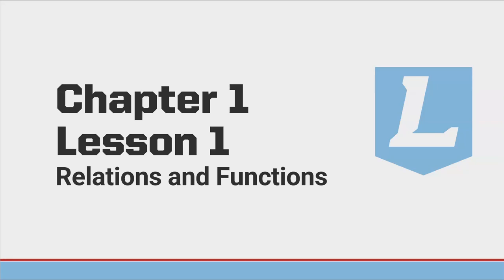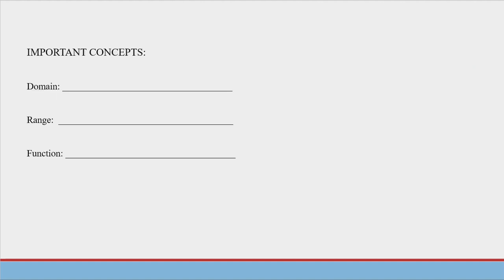For the first lesson out of chapter 1, looking at relations and functions. So some vocabulary, some examples to get things started. When looking at functions, 3 vocabulary words: domain, range, and then the function itself. Domain is your list of inputs, all inputs.